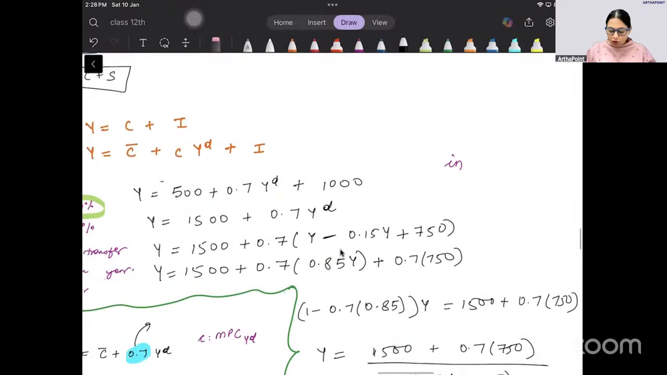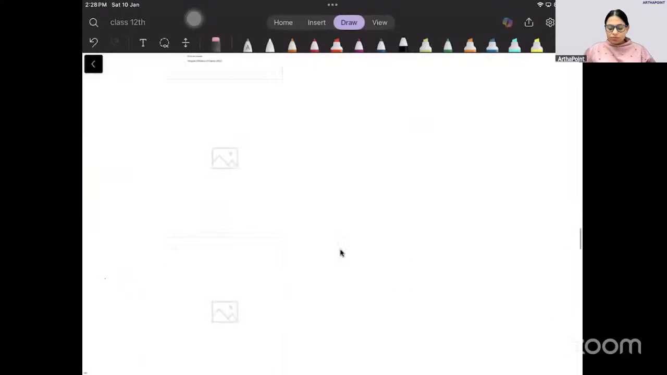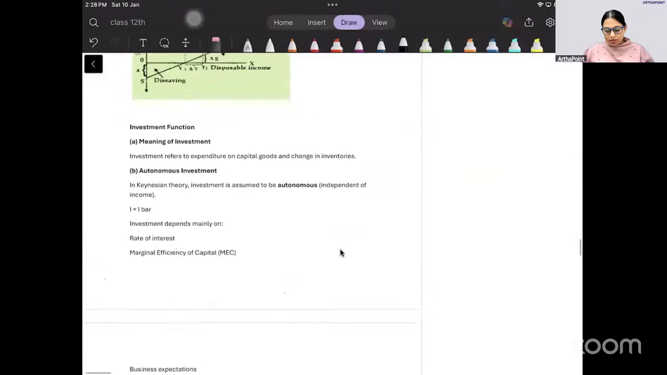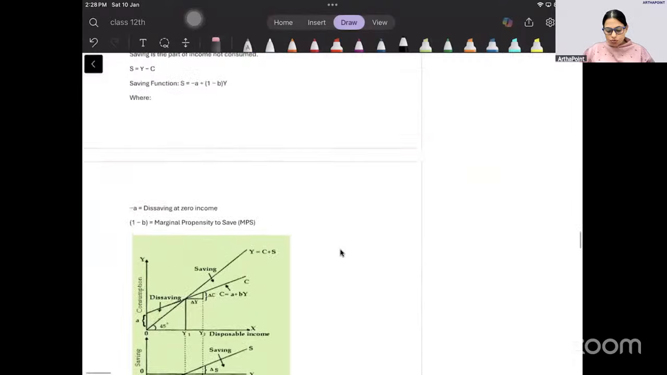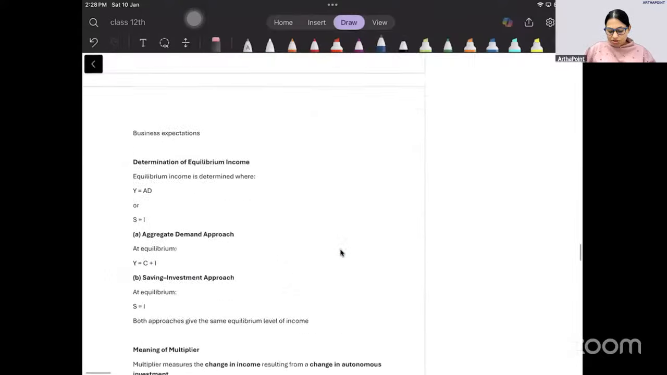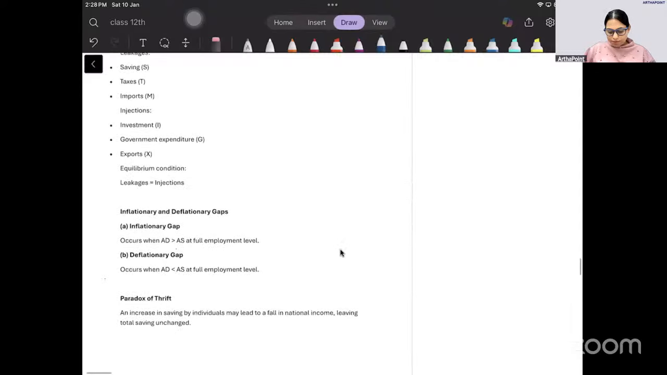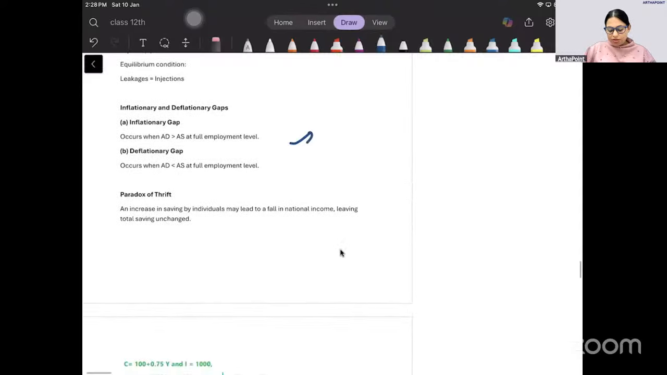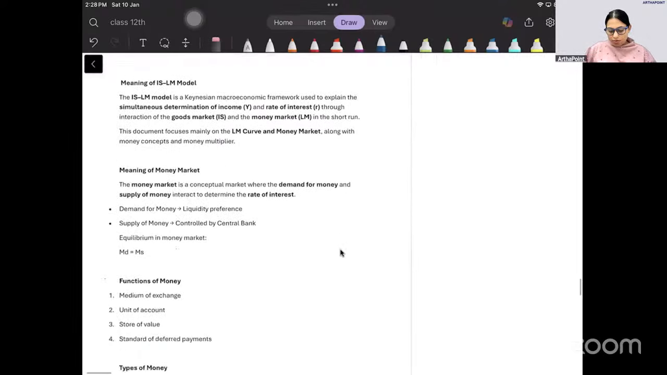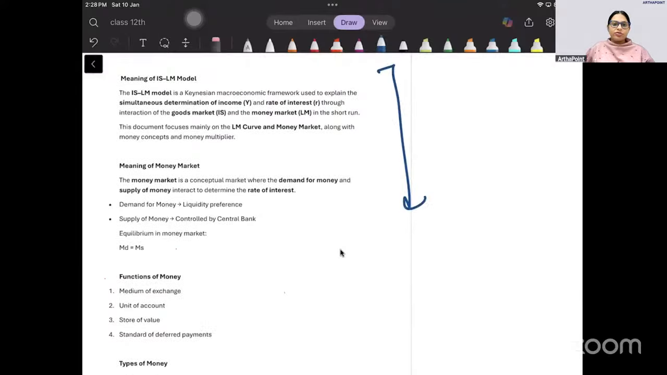We'll take a break of 1 hour. We'll meet back at 3:30, and all this you have to read, it's important. We'll begin with the IS-LM model at 3:30. Take a break for 1 hour.